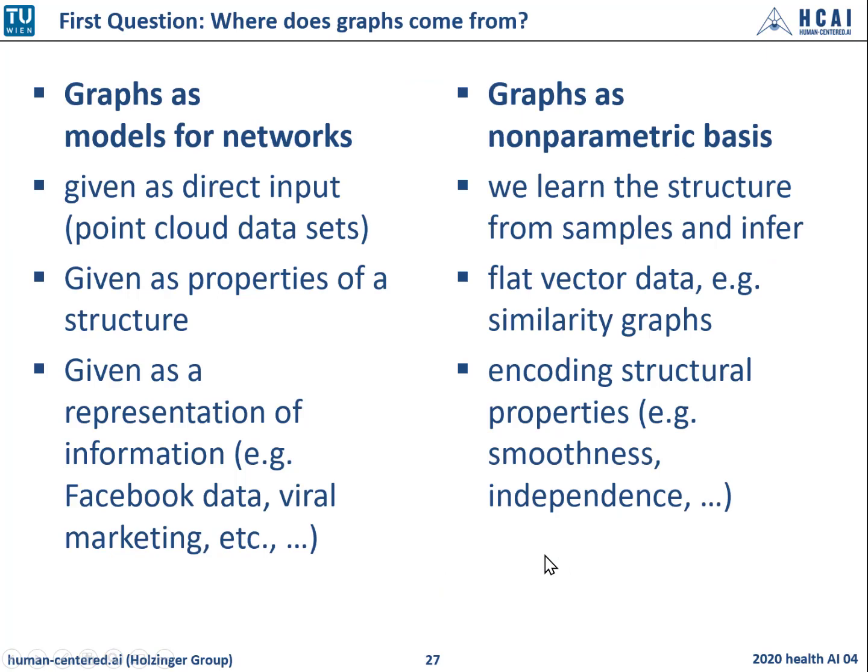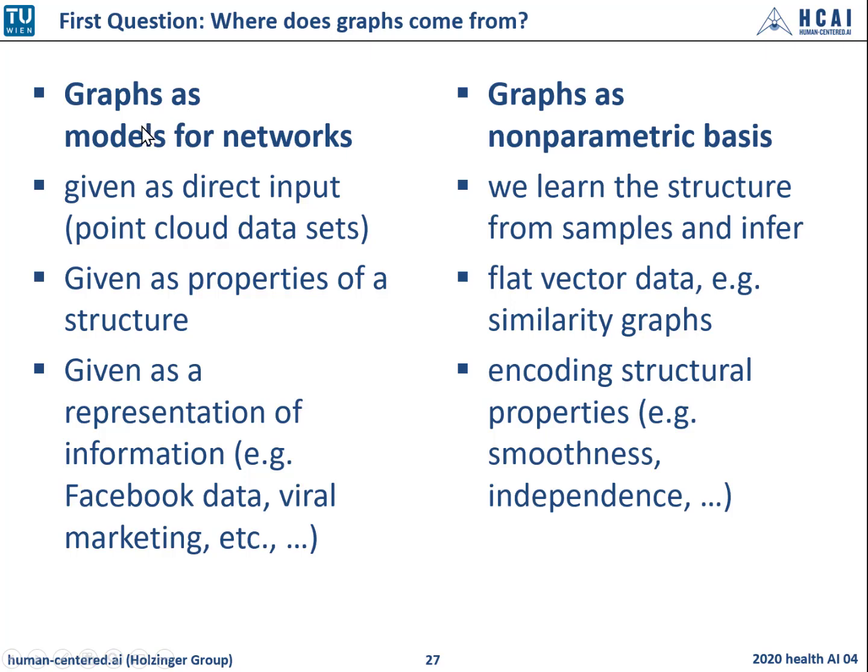Okay, so first question, where do graphs come from? Graphs can come from various sources. In the following, we will have a look at some of such networks just for motivation. So graphs can be models for networks and graphs as non-parametric bases. For example, we learn the structure from samples and infer from flat vector data, for example, similarity graphs, or we encode structural properties, for example, smoothness, independence, and so on.